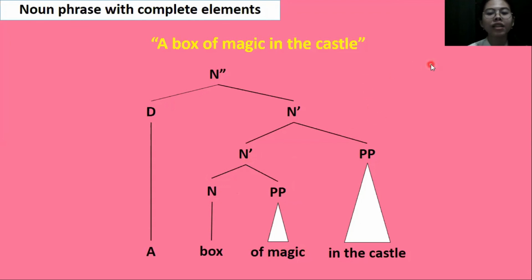So this is the tree diagram of a complete noun phrase that contains a determiner, the head box, "of magic" as the complement, and the adjunct "in the castle". So that's all the explanation about the tree diagrams of the noun phrase from X-bar theory. Every noun phrase will have a different structure within the tree diagram, depending on the elements within the phrase itself.